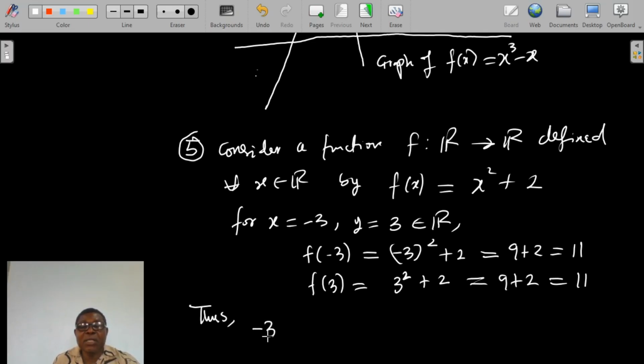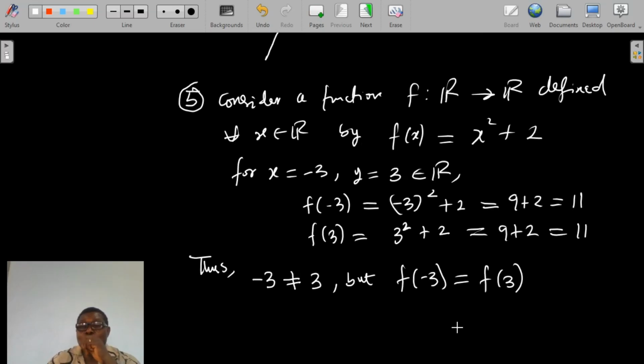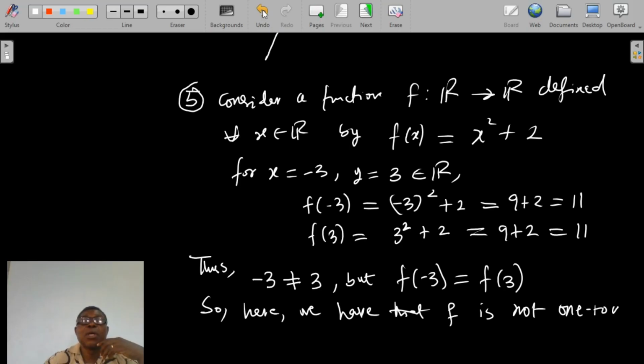that -3 is not equal to 3, but f of -3 is equal to f of 3. This means that this function is not one-to-one. And so here f is not a one-to-one function.